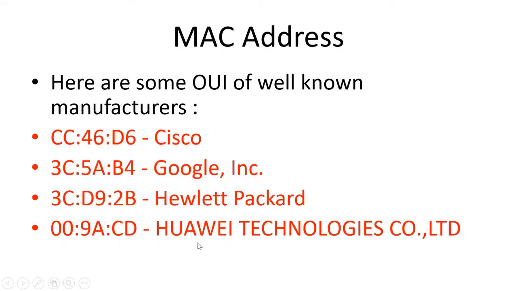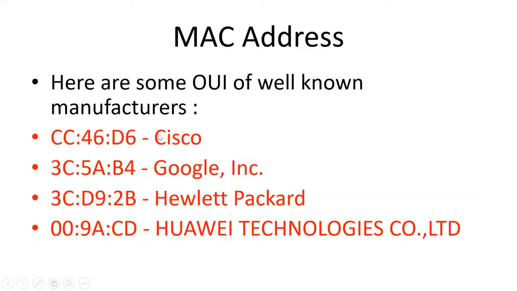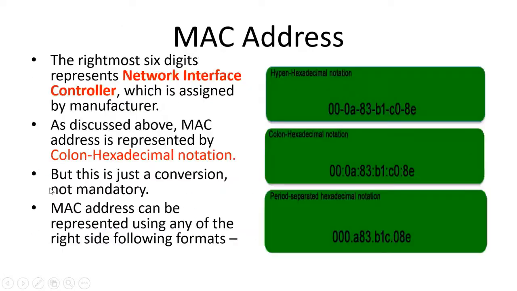Here, these are all Cisco, Google, HP (Hewlett Packard), and Huawei Technologies. These are all organizationally unique identifiers in the MAC address. The first six digits appear like this for Google, and then the rightmost six digits represent the network interface controller, which are assigned by the manufacturer. Already discussed that concept here.